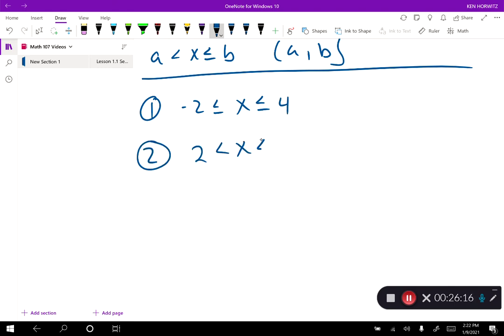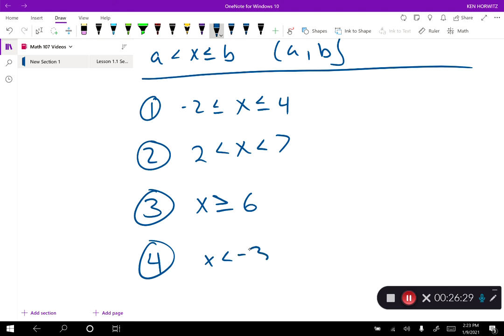Two less than x less than 7. Third example is x is greater than or equal to 6. Fourth example, x is less than -3. All right, so at this point, I'd like you to pause the video and give these a try. Just convert them to interval notation.